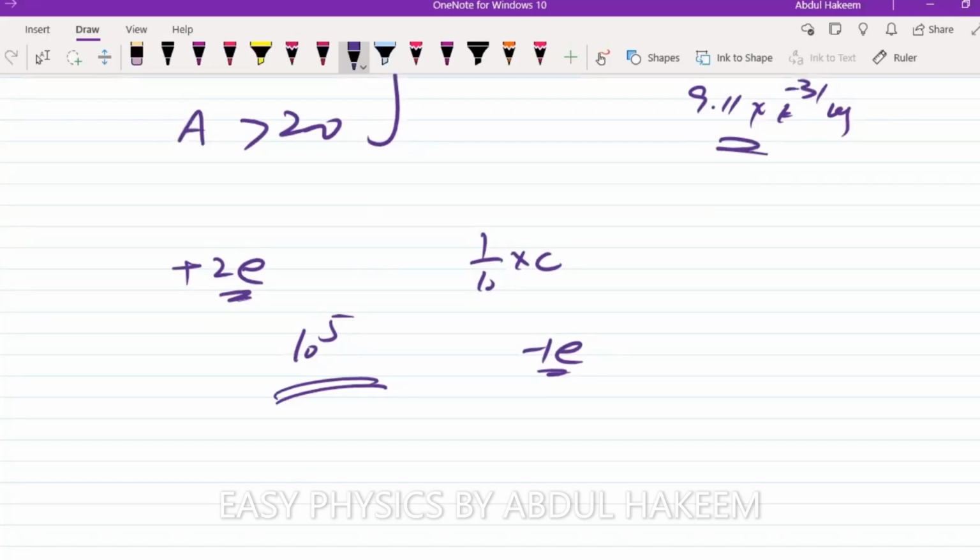Alpha is blocked by paper. Beta is blocked by an aluminum sheet, right? It is also deflected in electric and magnetic fields, but its deflection is greater than the alpha, because alpha is heavy, and it is deflected in the opposite direction as compared to the alpha deflection.